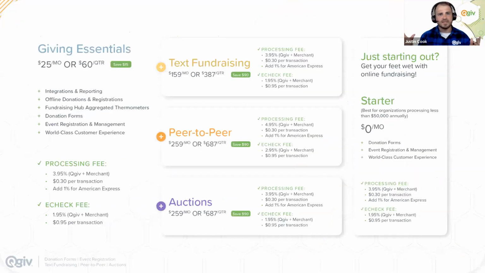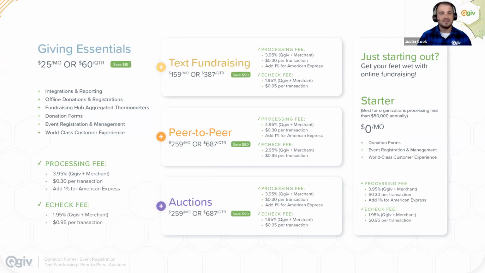A little bit about our pricing structure. We do have different packages that you can add on when you sign up with QGive. Our base package is our starter package. It includes both our donation forms and our event registration forms. If you're looking to upgrade into the peer-to-peer side, that is going to be $259 a month. Or if you want to pay quarterly and save a little money, you can do that at $687 a quarter. And with peer-to-peer, you'll gain access to everything that we talked about here today.